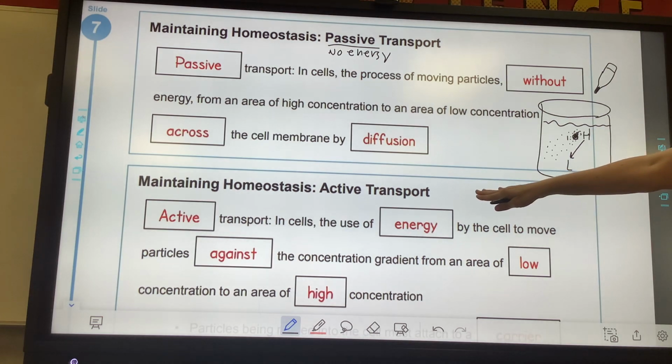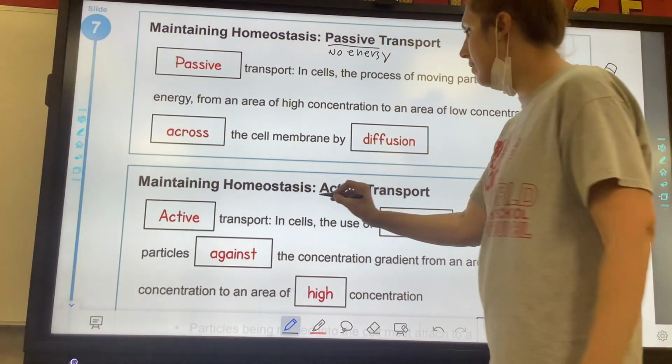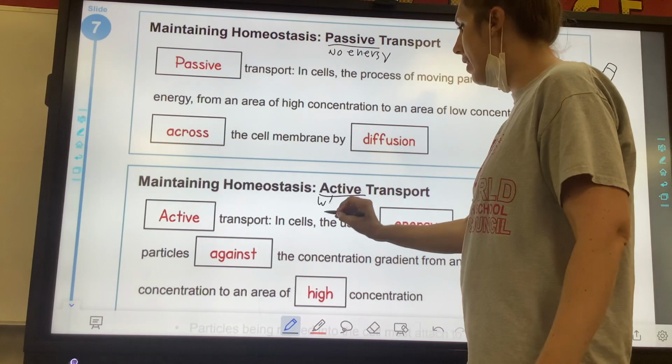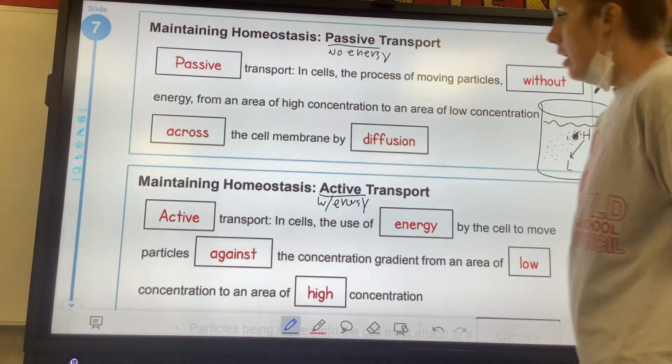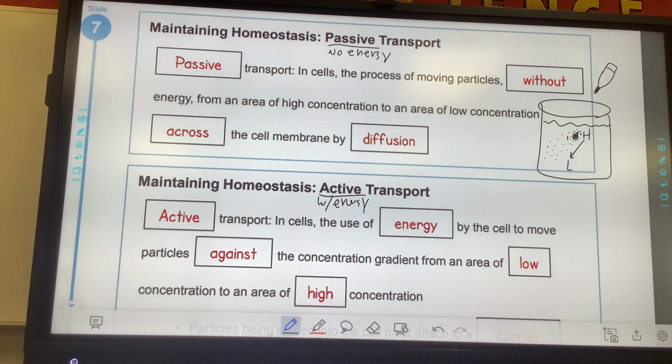Maintaining homeostasis with active transport, active, we're gonna write with energy, okay? In active transport cells use energy when you're going against the concentration gradient from an area of low concentration to a high. So this is an example, okay?